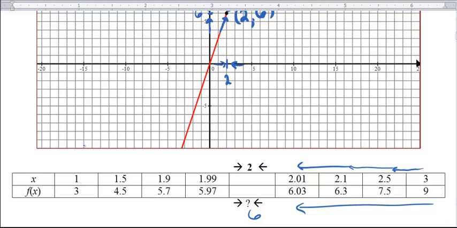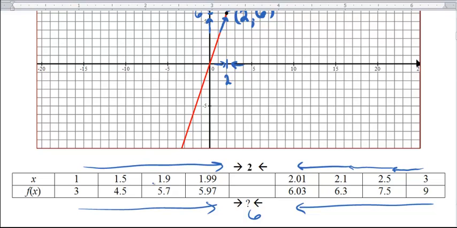Okay, let's look at the x's on the left side. So we can start with 1. 1 times 3 is 3. Go a little closer to 2, 1.5. 1.5 times 3 is 4.5. So the x's are coming in closer and closer to 2 here. What do these y's get closer and closer to? Let's get even closer still to 2. How about 1.9? 3 times that is 5.7. 1.99, 3 times that is 5.97.